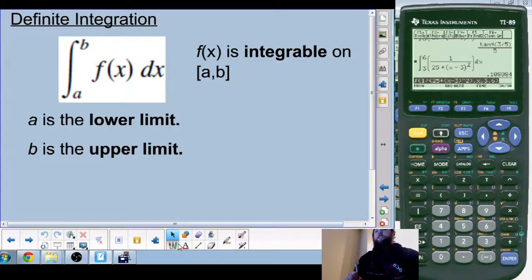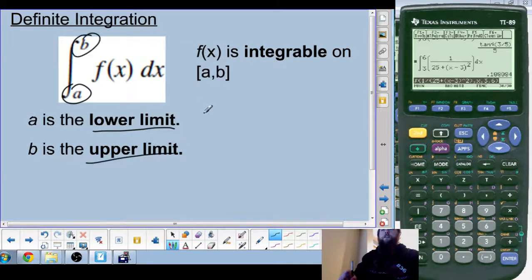We did this a little bit last week, but just to go over this again, I have this notation right here with this elongated s. This is like the sum of the area. So the way we say this is the function f is integrable on the domain a to b. And a we call the lower limit, and that's why it's at the bottom. And b is called the upper limit, and that's why it's at the top.